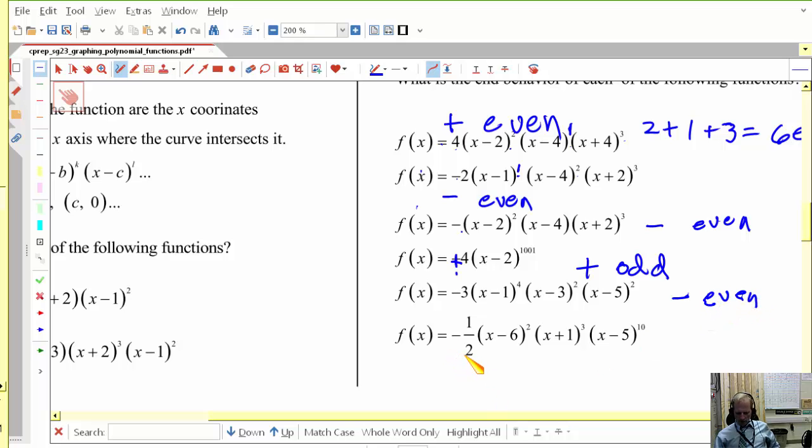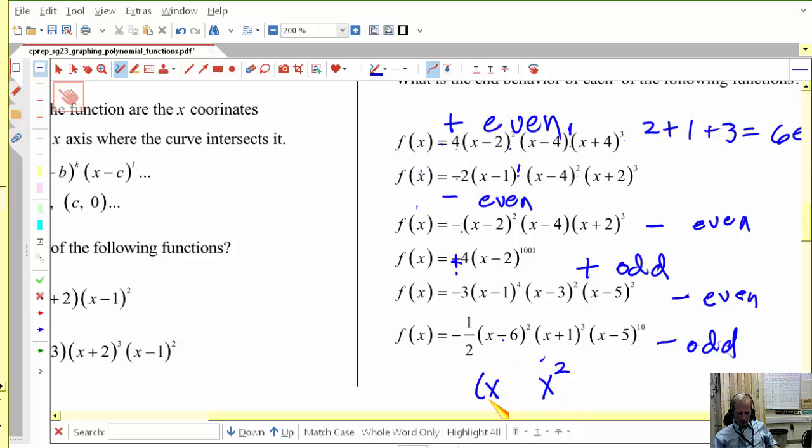And this one is going to be negative odd, because 2 plus 3 is 5 plus 10 is 15. Now, a couple things when you're trying to add up the exponents. If you have a variable with no plus or minus sign after it, that also counts as a factor with an exponent.